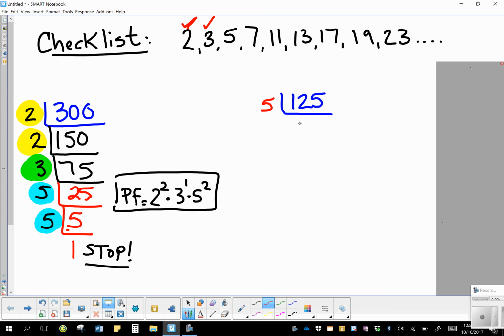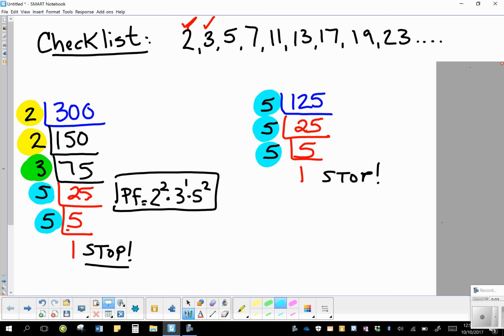125 divided by 5 is 25. Since 25 ends in a 5, I know I can use 5 again. 25 divided by 5 is 5. 5 divided by itself is 1. Remember, when we get to 1, we stop. Okay, and then we use the numbers on the outside of the problem to make our final answer.